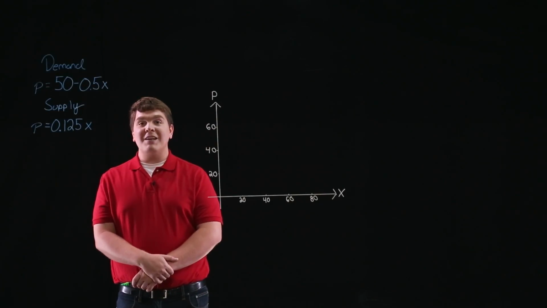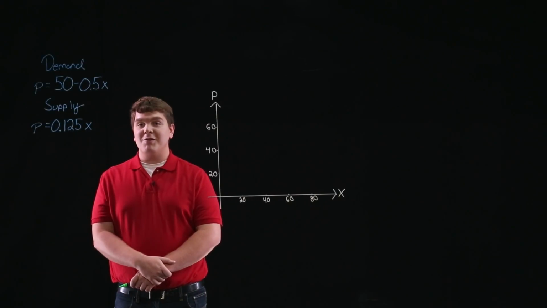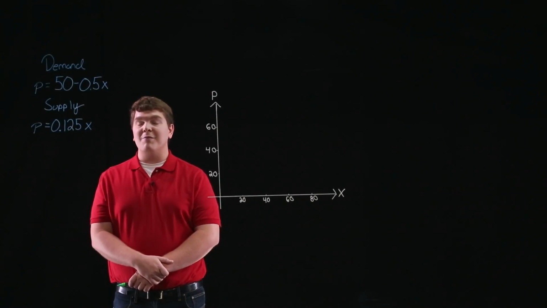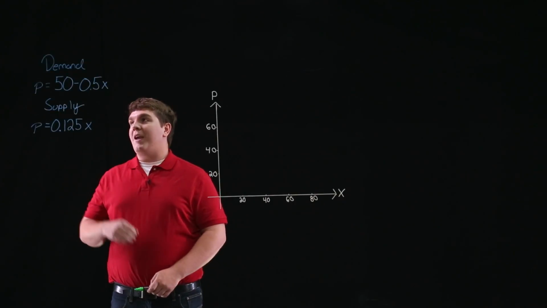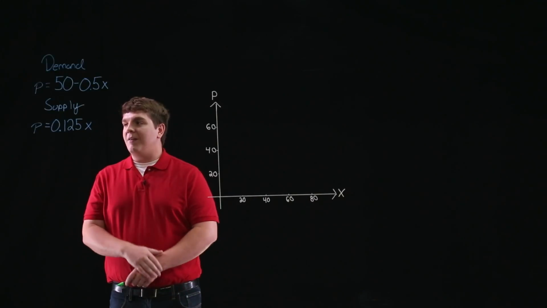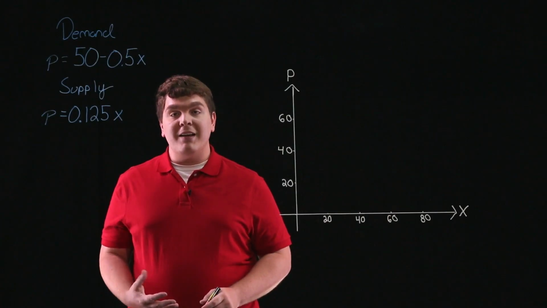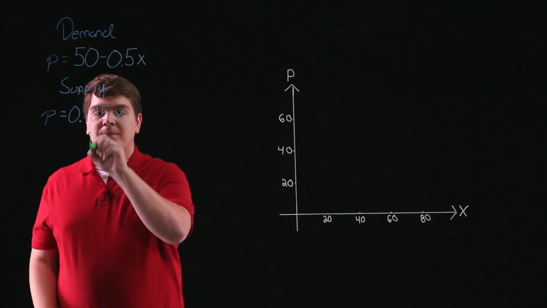For this problem, we're asked to sketch the graph of the inequalities representing the consumer and the producer surplus, and then find the consumer and producer surplus where the demand is P equals 50 minus 0.5x, and the supply is P equals 0.125x. So let's begin by finding the equilibrium point.